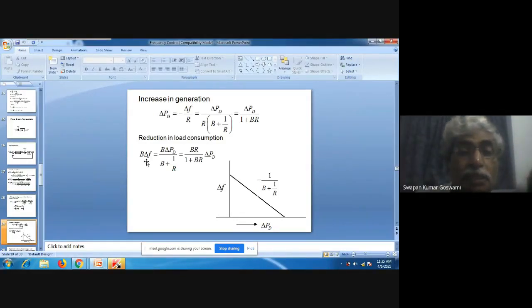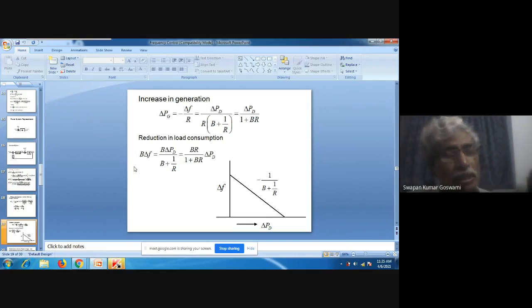So this frequency sensitivity of the load is therefore called the load damping. Why is it load damping? Because they are acting as a damper to the change in frequency. How? Because if the load is not sensitive to frequency, frequency would have fallen by a much larger value. This reduction in frequency is there now, but had the load not been sensitive to frequency, the reduction in frequency would have been much higher.